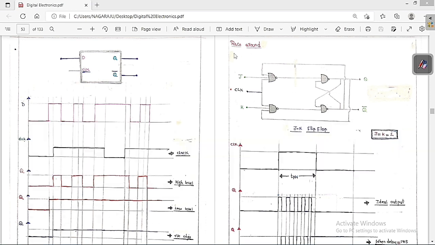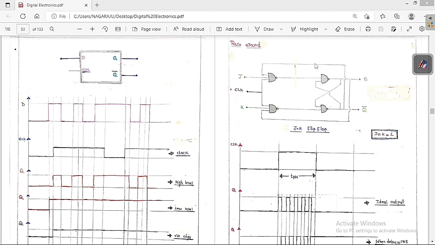Now we will discuss the race around condition. We are going to see it clearly here. I already told you this is a JK flip flop. It comes from the SR flip flop. We are going to give feedback like this, from Q bar to J and Q to K. If you give input like this, as I already told you, this is going to become a JK flip flop.